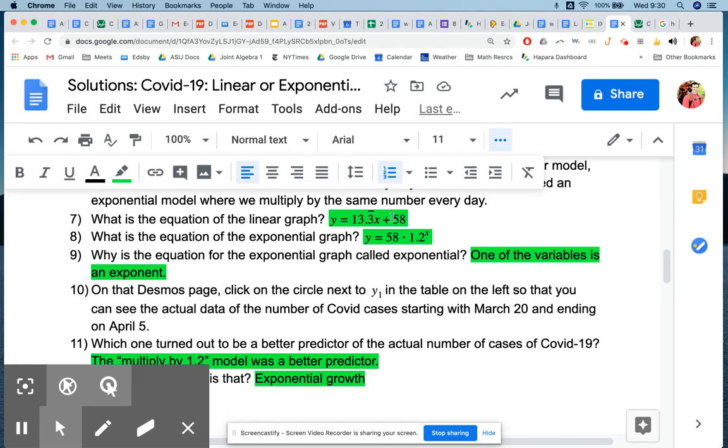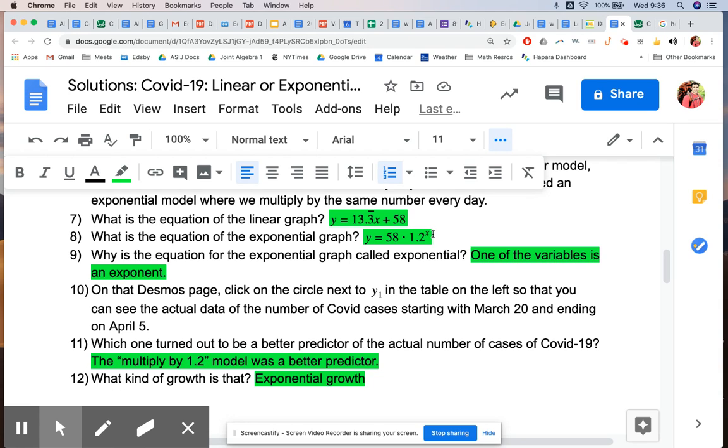All right, so here's the linear equation we got. Here's the exponential graph equation that we got. Why is the equation for the exponential graph called exponential? Well, one of the variables is an exponent. It's really important to understand that just because it has an exponent does not make it exponential. The variable has to be in the exponent for it to be exponential.